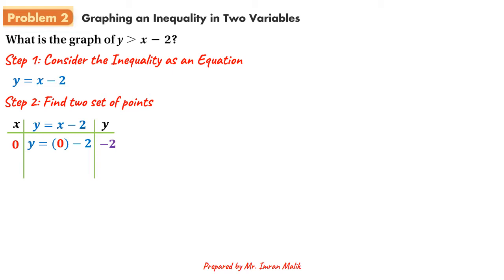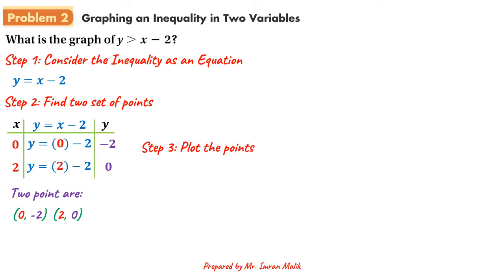Let's do the same thing for the second point. Once again, we will choose another random value for x. So let's say this time we choose x to be 2. Again, substituting this value of x into the equation gives y = 2 - 2, which is equal to 0. This would be my second coordinate. Now we can say that our 2 sets of points are (0, -2) and (2, 0).